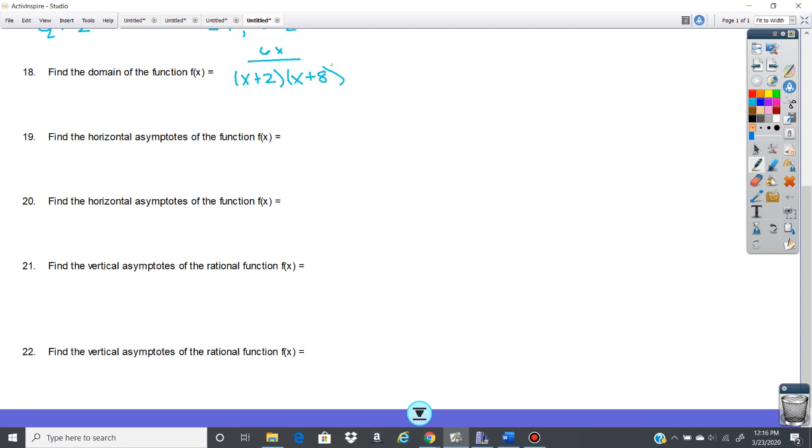So what you want to do is take the values in the denominator and set them equal to 0. So x plus 2 equals 0 and x plus 8 equals 0. And then you're going to solve. So it's going to be x equals -2, x equals -8. Now those would make the denominator 0, so x cannot equal -2 and cannot equal -8.